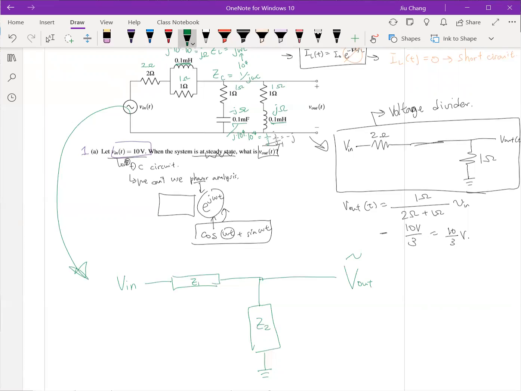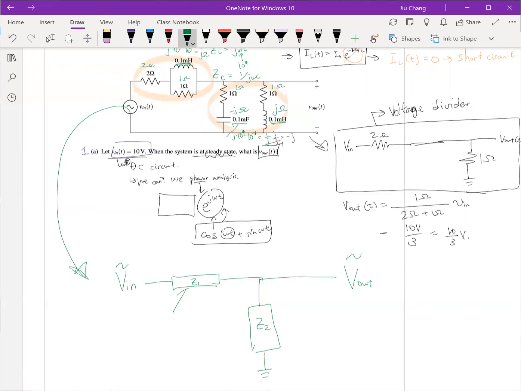Let's put everything in phasor domain. Okay, good. I kind of thought of this because I saw something in series and parallel here, something in parallel and series here. So I thought maybe I could put them into two groups. But it doesn't matter. If you find a better way, you could use that.